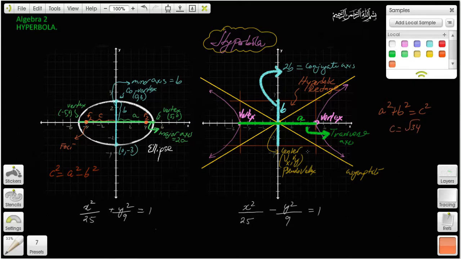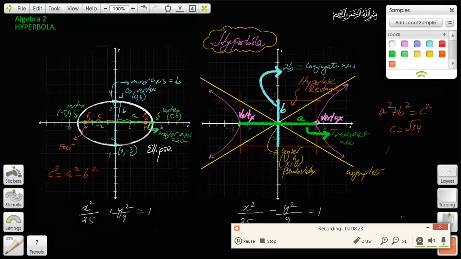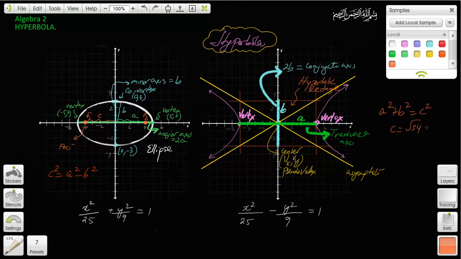Which is about 5.83. So that's over here, the foci. The foci are on the outside over here, and they're going to be C and 0, and negative C and 0 in this case. So C here is the distance from the center to the foci right there. That is C. Now there's a lot of terminology here.